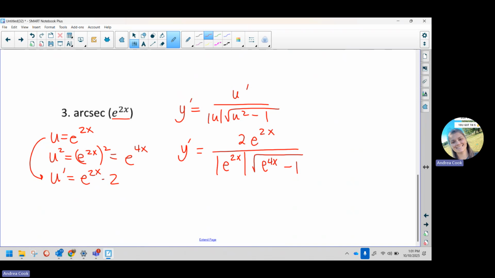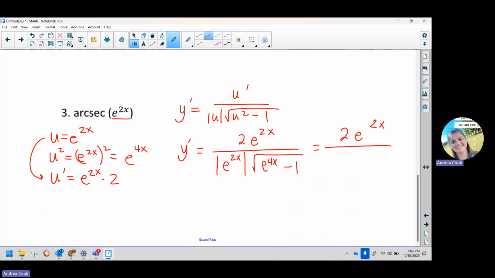Okay, so now we can cancel out the e to the 2x, because the absolute value bars don't matter for e to the 2x. Why do they not matter? It's a positive number. It's always going to be positive. So this is really the same thing as just dropping those absolute value bars.